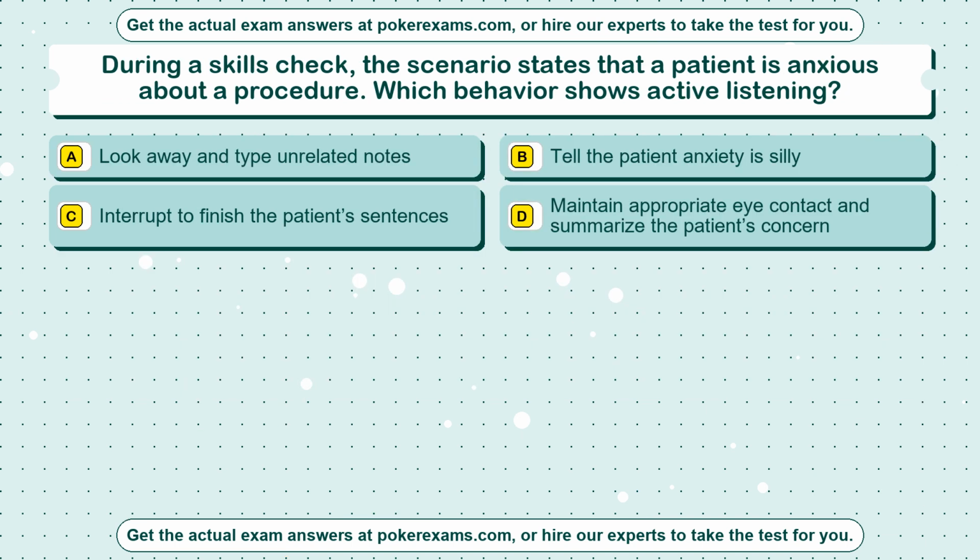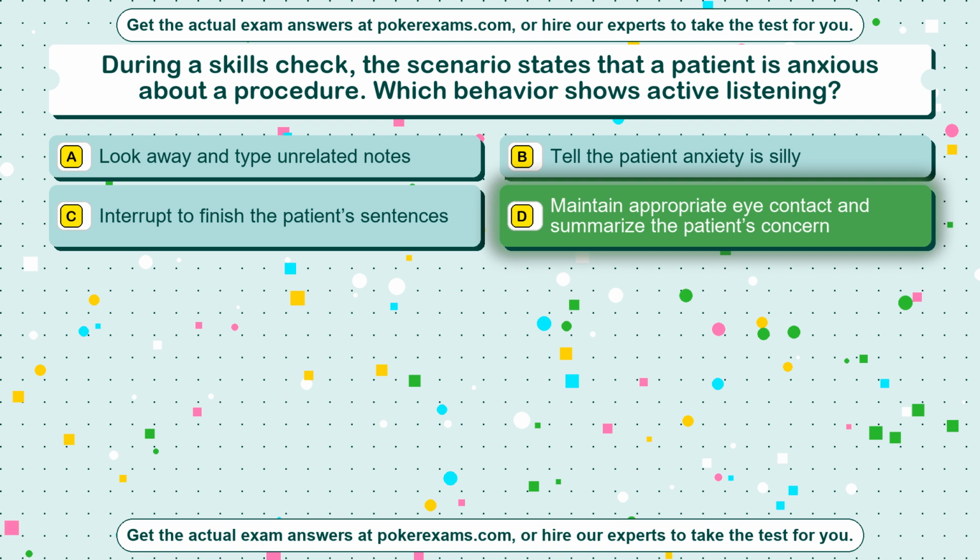Question 82. During a skills check, the scenario states that a patient is anxious about a procedure. Which behavior shows active listening? Option A. Look away and type unrelated notes. Option B. Tell the patient anxiety is silly. Option C. Interrupt to finish the patient's sentences. Option D. Maintain appropriate eye contact and summarize the patient's concern.